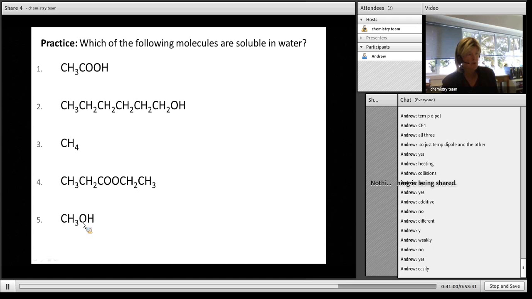But here's one where it's nice and small, very little non-polar part, so that'll dissolve. Methanol dissolves very easily. So if we go through it, that is the answer.